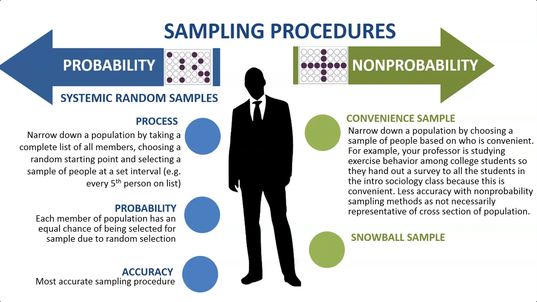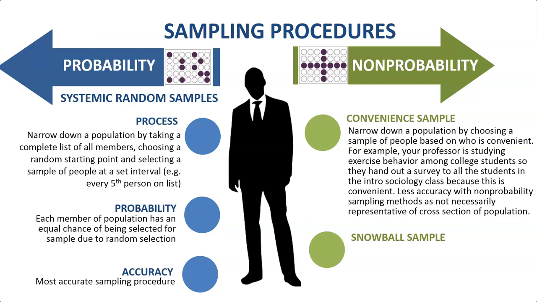Another example is maybe your professor is studying exercise behavior among college students. So they hand out a survey to all the students in the Introduction to Sociology class because this is convenient. It's less accurate with non-probability sampling methods, unfortunately, and it's not necessarily representative of a cross-section of all college students.